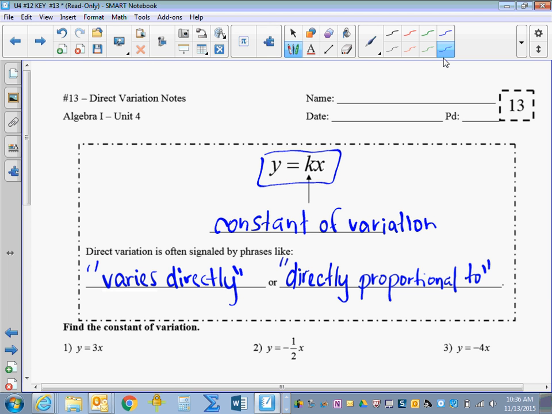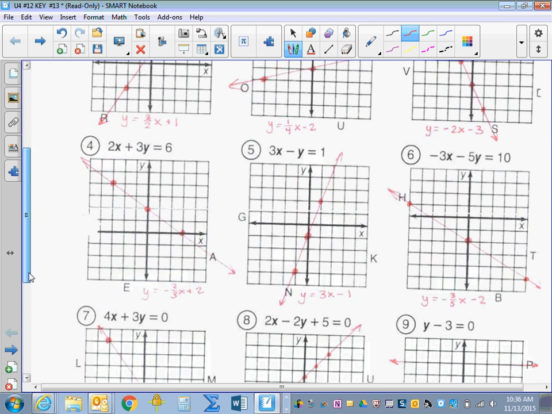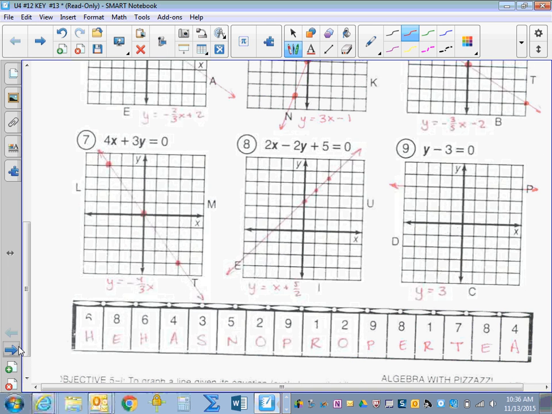How does this look similar to what we've been doing the last couple classes? We've been using this before, right? y equals mx plus b. There's an x and a y. And in fact, if we look at our homework, I think we have one that was like this. Number 7, your equation here says y equals negative 4/3 x. Doesn't that look similar to my equation, y equals kx, where k is just your number in front of your x?